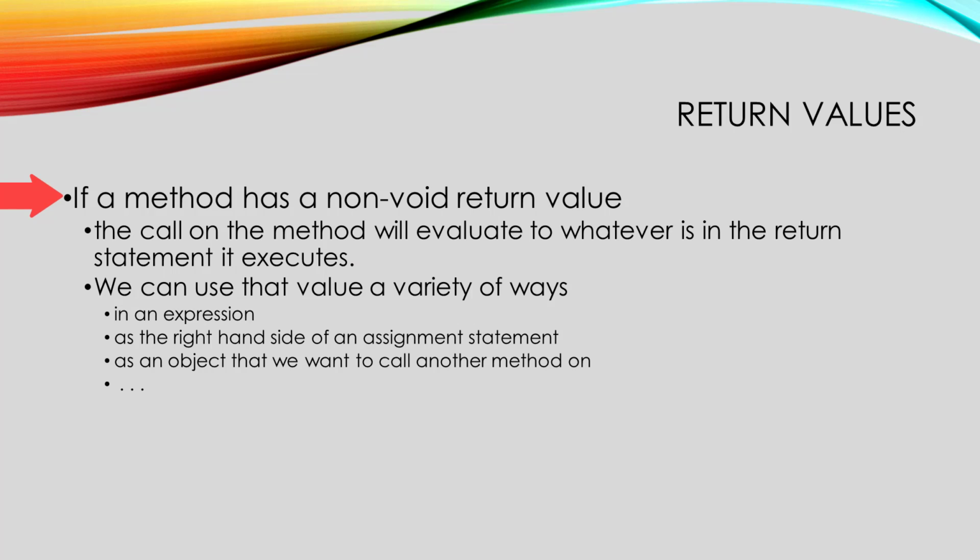Sometimes we want a method to calculate or build something for us. In that case, its return type will be the type of information that we get back from it. When we call those methods, the call on the method will evaluate to whatever value is in the return statement that the method executes. We can use that return value any place where it makes sense: in an expression, the right-hand side of an assignment statement, an argument to another method call, or as an object we want to call another method on, and so on.